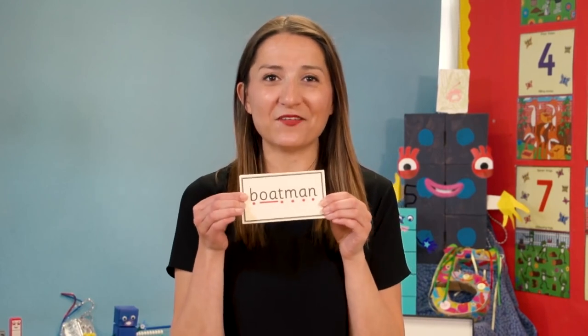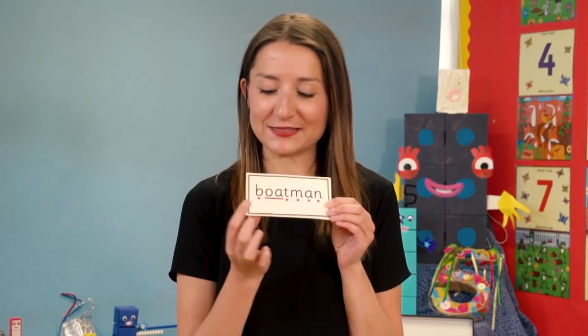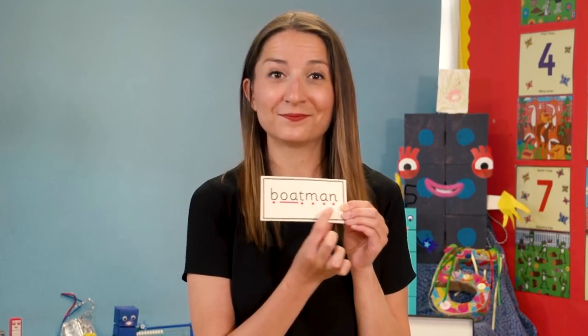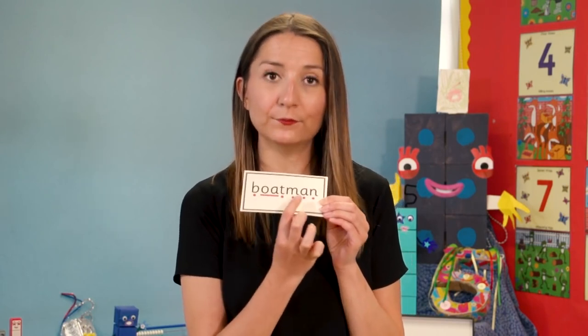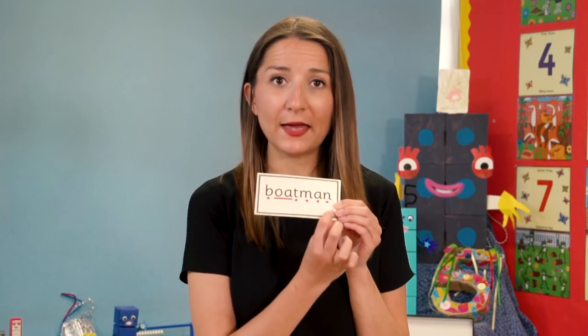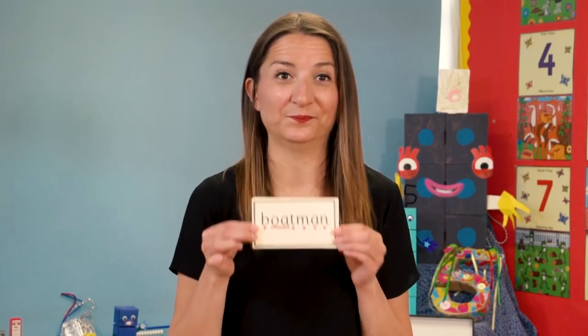Can you spot the digraph? Yes, the digraph is O. Sound out and blend. B, O, T, boat. M, A, N, man. Boatman. The boatman works on the river.